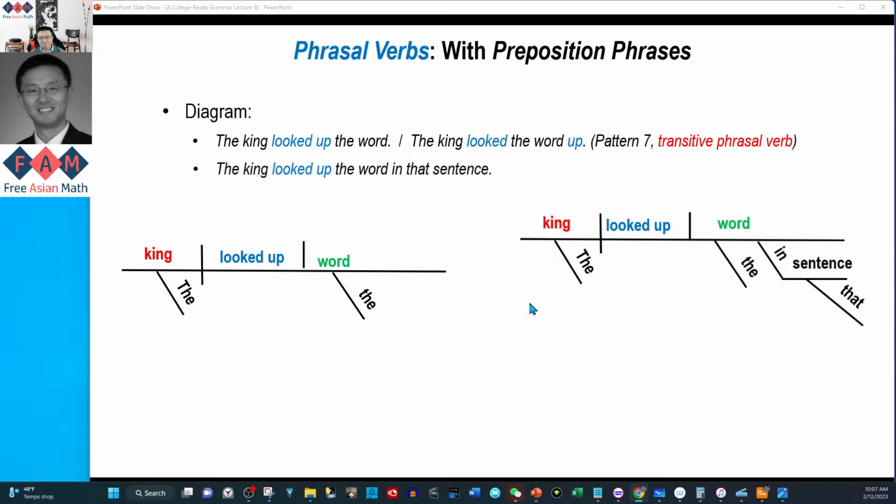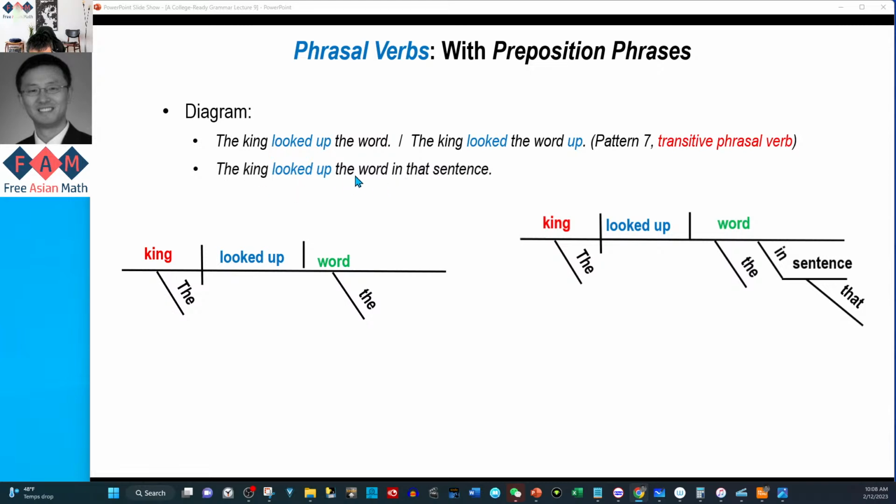The reason is that if you compare to the second sentence above, when we move around, up is right after the word. It cannot go too far away from the word. So if we say, the king looked the word in that sentence up, because of this, in that sentence, up is too far away from the word. And that broke this pattern, and it doesn't make sense. Nobody says the king looked the word in that sentence up.